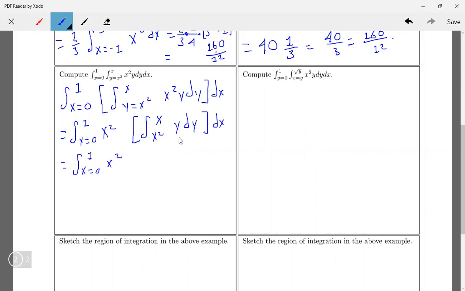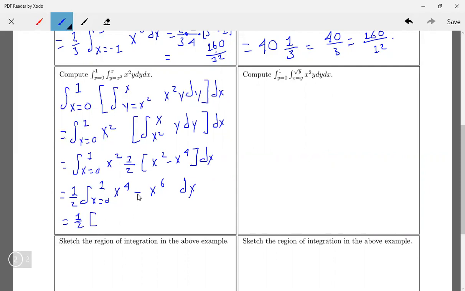Now for the brackets, the antiderivative of y is y squared over 2, so I'll go ahead and write the 1/2. And then this is going to be x squared minus x to the power of 4 dx. And so this is 1/2 times the integral x equals 0 to 1, x to the power of 4 minus x to the power of 6 dx. And this is 1/2 times, okay, the antiderivative of x to the power of 4 is 1/5 x to the power of 5. The antiderivative of x to the power of 6 is 1/7 x to the power of 7. And we're integrating from x equal to 0 to x equal to 1.